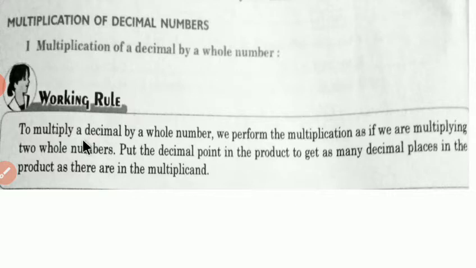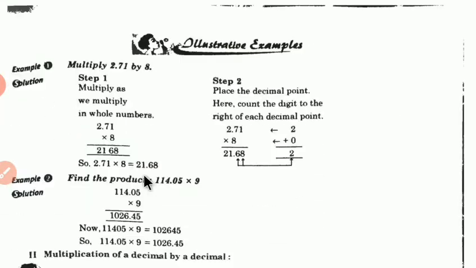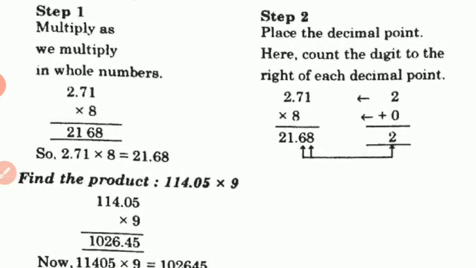So there is a working rule. To multiply a decimal by a whole number, we perform the multiplication as if we are multiplying two whole numbers. Put the decimal point in the product to get as many decimal places in the product as there are in the multiplicand. Let us see this working rule with some examples. First one, 2.71 by 8.